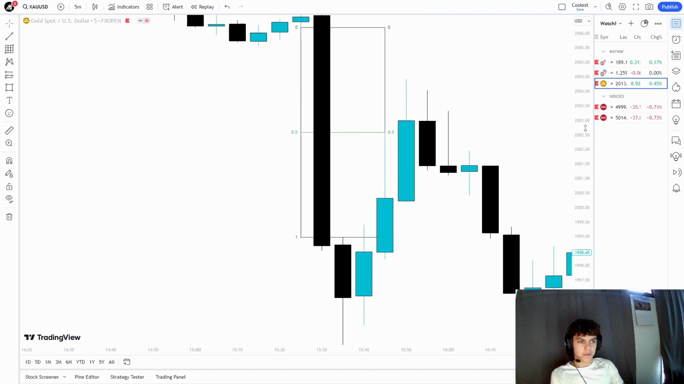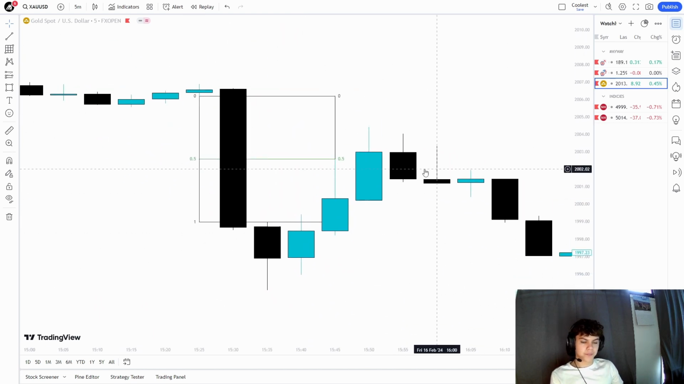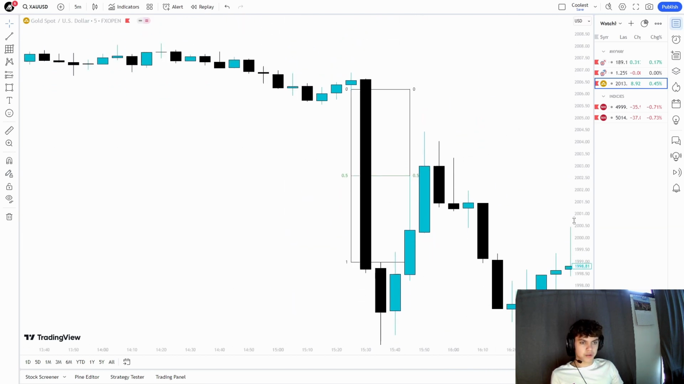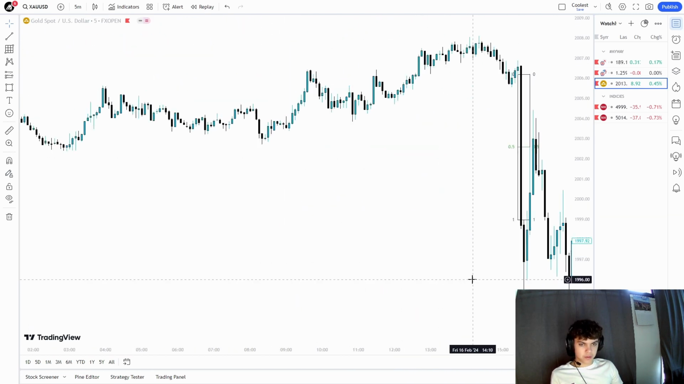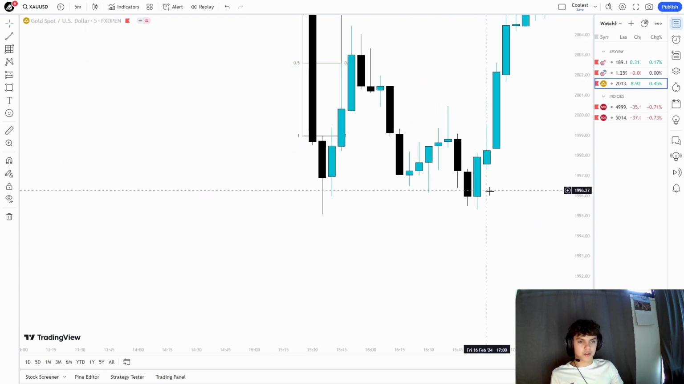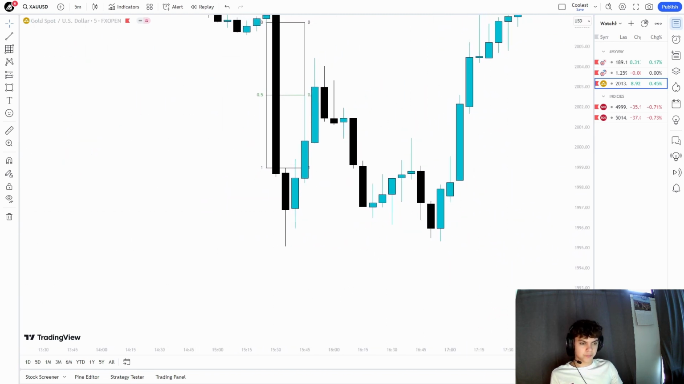Okay, back in here. What happens here? What happens here? We're bearish. What's going to happen? This fills the imbalance, the fair value gap, and continues its direction to the downside. Okay, cool.